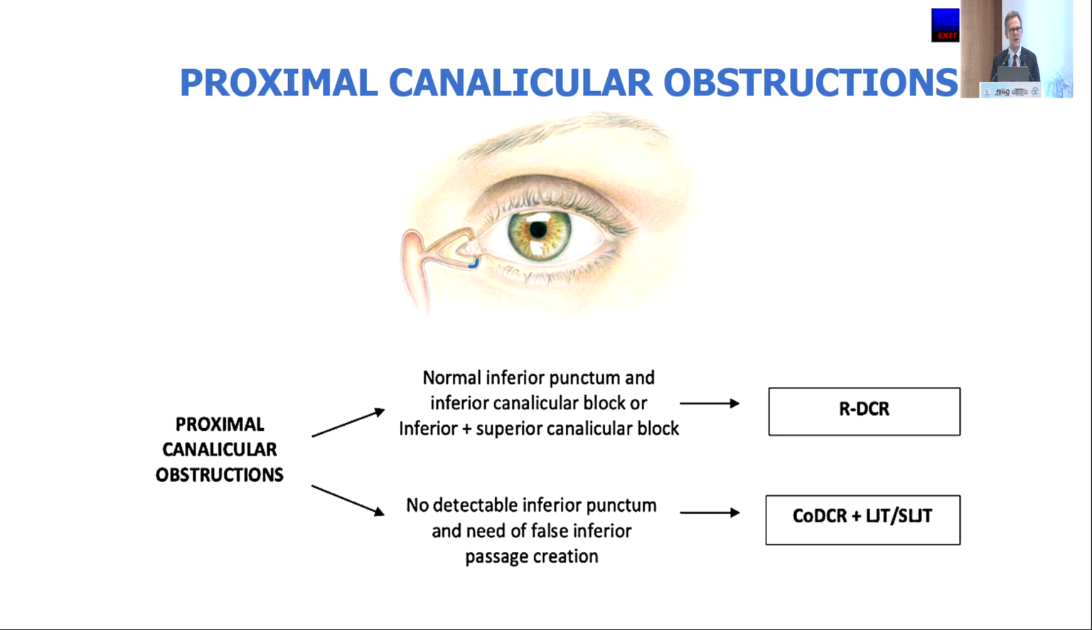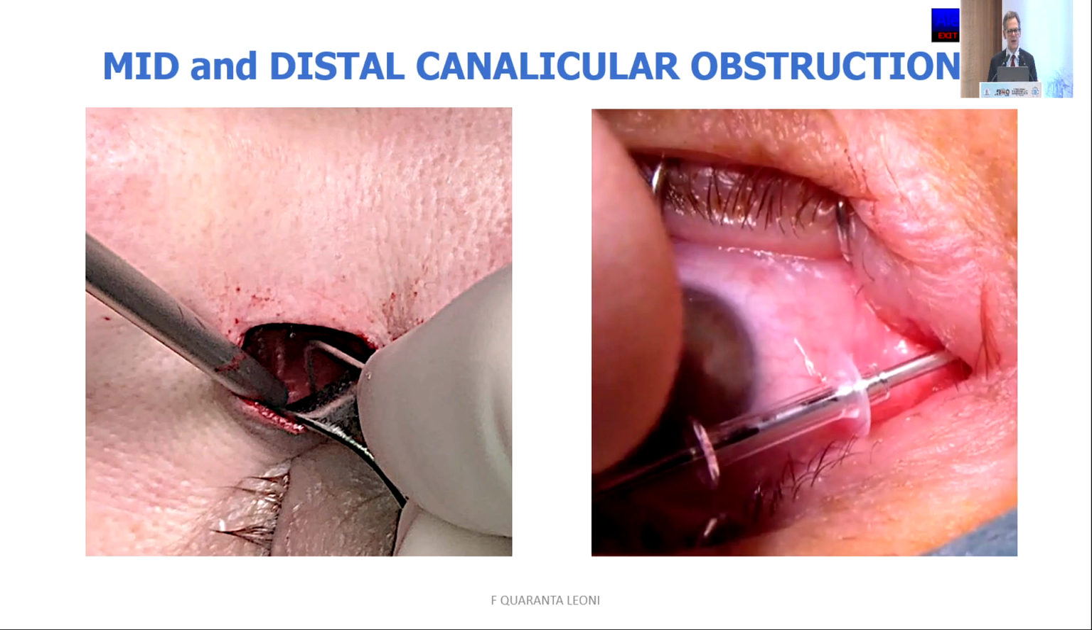If you have to create a false passage through the inferior canaliculus and you don't have an identifiable lower punctum, then it's going to fail. And a Lester Jones tube at the second stage is what you will have to do. As I mentioned before, you can try this for both mid and distal canalicular obstruction, but both in my experience and according to the literature, this is only effective in about 30 to 40% of patients. So you have to warn the patient and you need proper counseling to let them know that a Lester Jones tube will likely be needed at the second stage.